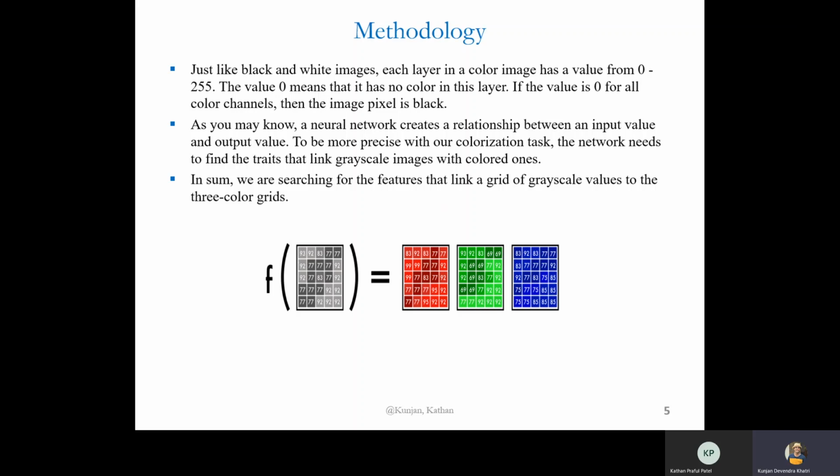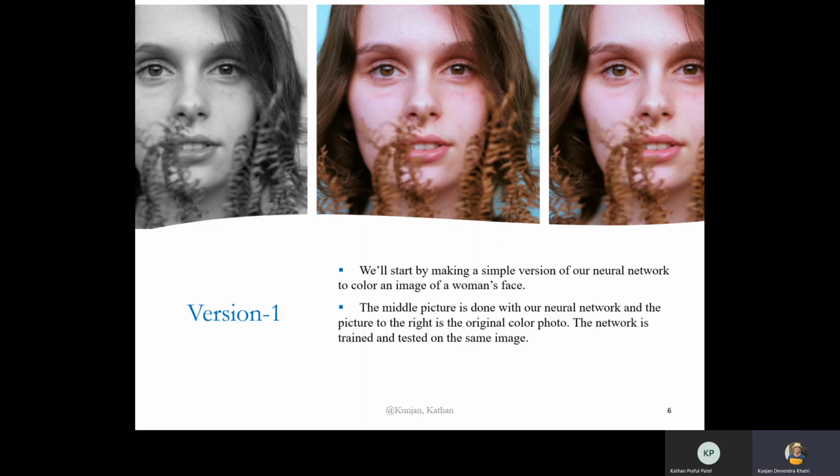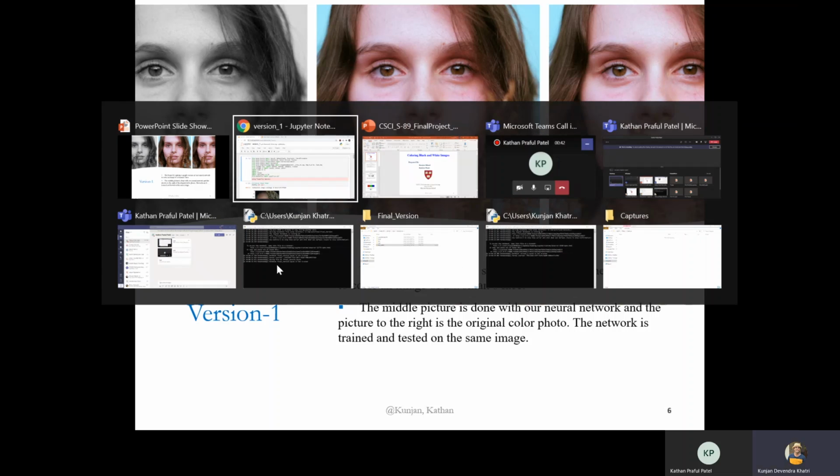As you may know, a neural network creates a relationship between an input value and an output value. To be more precise with our colorization task, the network needs to find the traits that link grayscale images with colored ones. In sum, we are searching for the features that link a grid of grayscale values to the three colors. Starting with our version 1, let's start with the code.